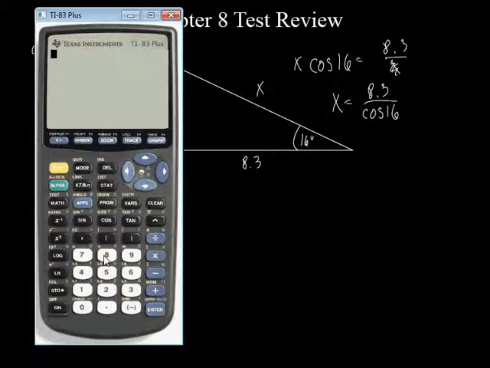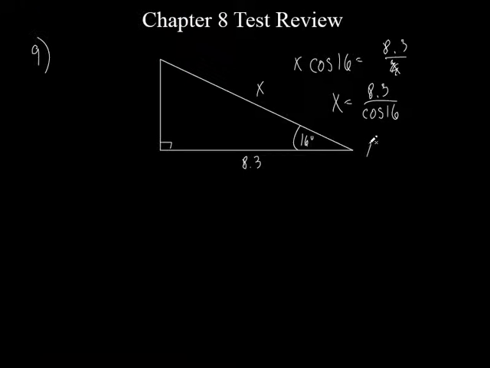Let's clear that. It's 8.3 divided by cosine of 16. Cosine of 16. And there you go, about 8.6. All right, so x is about 8.6.